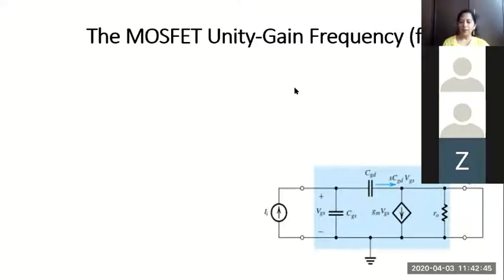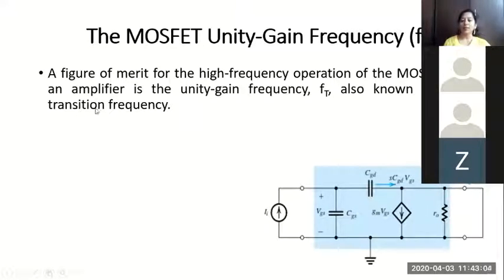The MOSFET unity gain frequency, FT, is a very important parameter in the analysis of MOSFETs and also in the selection of a proper device to obtain the required gain. So what is this MOSFET unity gain frequency? It is also considered a figure of merit for high frequency operation of a MOSFET, and it is known as FT because at this frequency the gain of the MOSFET becomes 1.